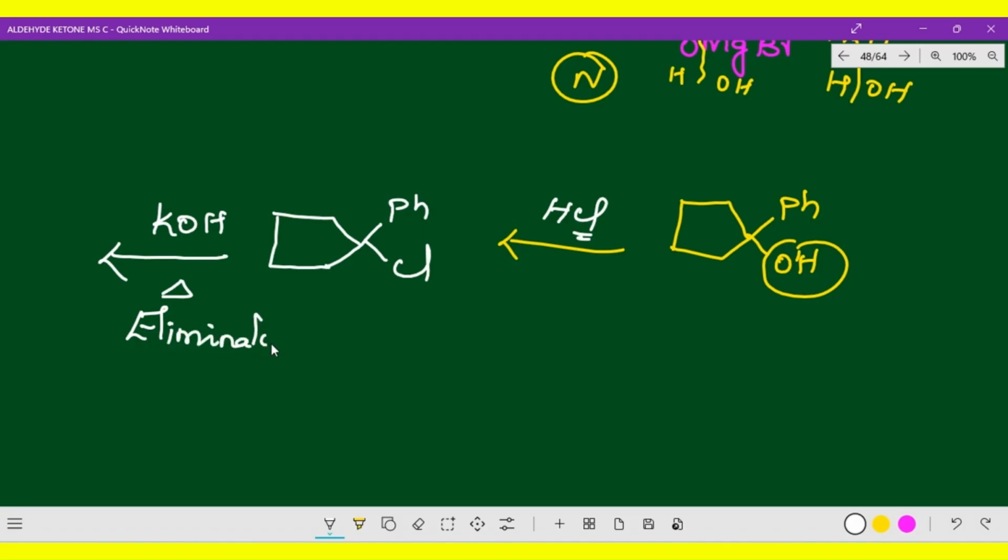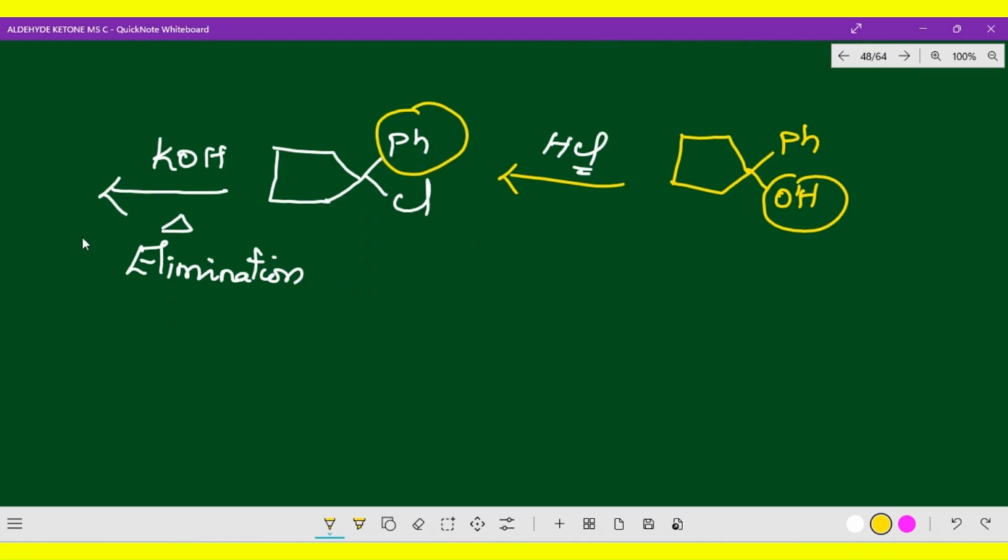Elimination means removal of what? Water? Removal of HCl. Here we cannot bring in water, it is removal of HCl. So here a double bond forms. Here there is a phenyl group, so resonance will be taking place.